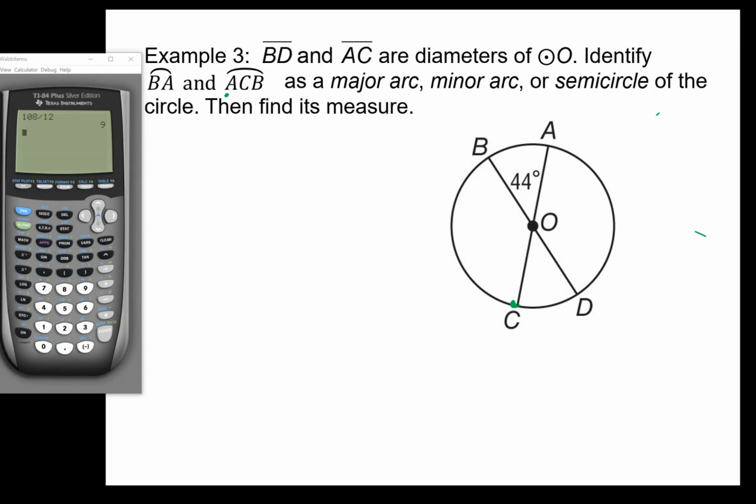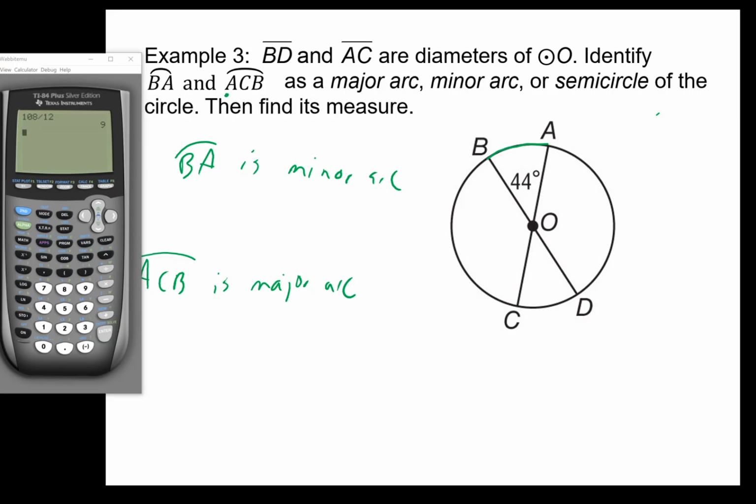Okay, so segments BD and AC are diameters. That's important because we know that those are going to divide the circle into 180 degree arcs. Identify BA, ACB as major, minor, or semicircle. So BA, we actually already kind of talked about that. BA is minor. ACB is a major arc.